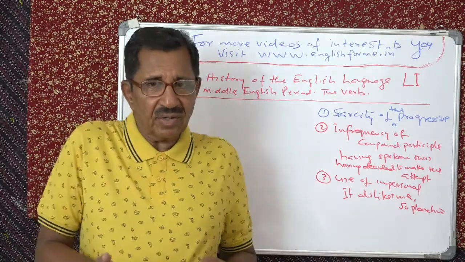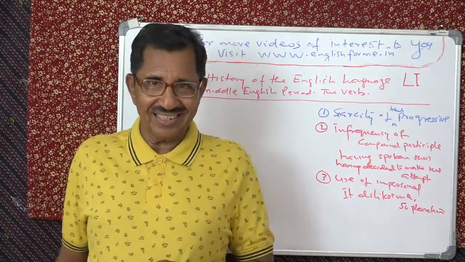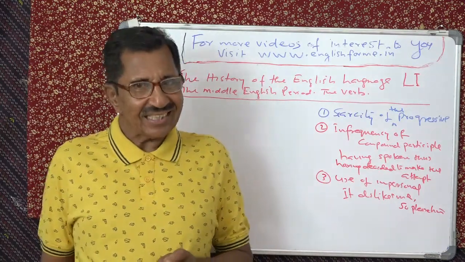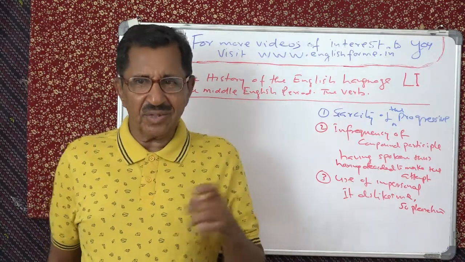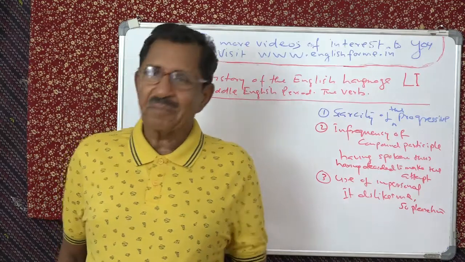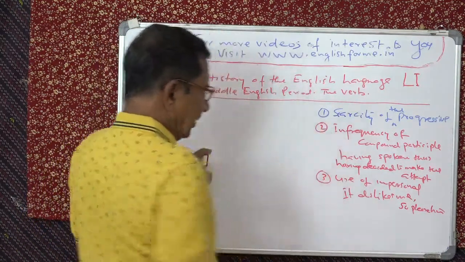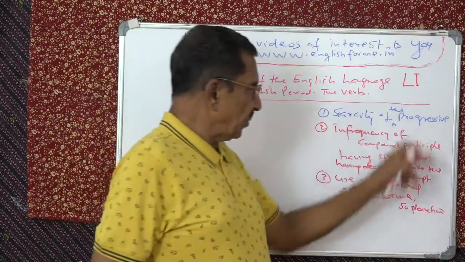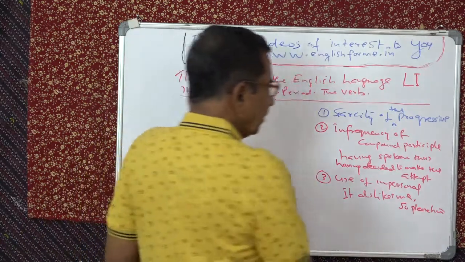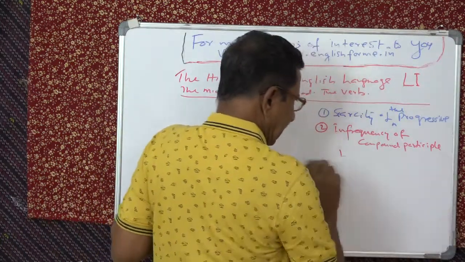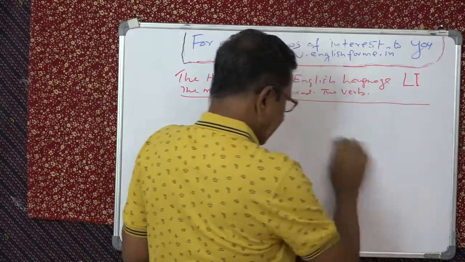You have it even today, it rains, for example. I rain, you cannot say. It rains, isn't it? It's time and so on. That is very rare, no? But almost all the time what we do is we are using personal. So, yes. So three points: scarcity of progressive, infrequency of compound participle, and use of impersonal verbs rather than personal. These are examples.